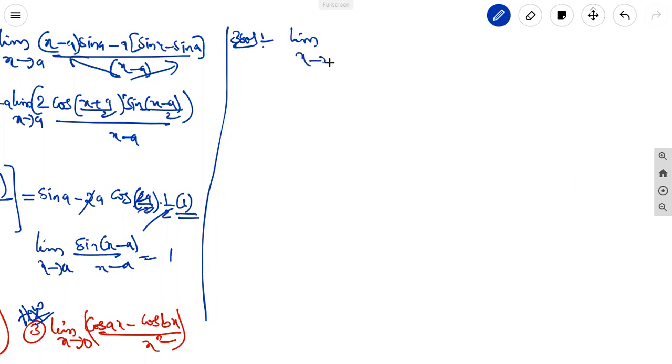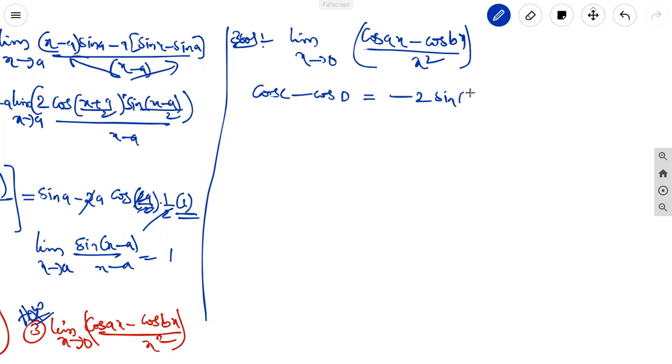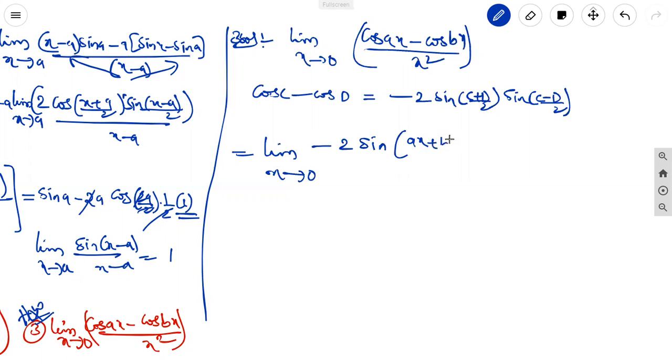Limit x tends to 0, cos ax minus cos bx by x square. We know that the cos c minus cos d formula is minus 2 sine (c plus d) by 2 sine (c minus d) by 2. Here we can apply it: limit x tends to 0, minus 2 sine (ax plus bx) by 2 sine (ax minus bx) by 2, by x square.